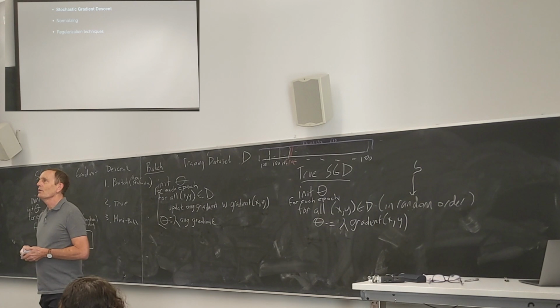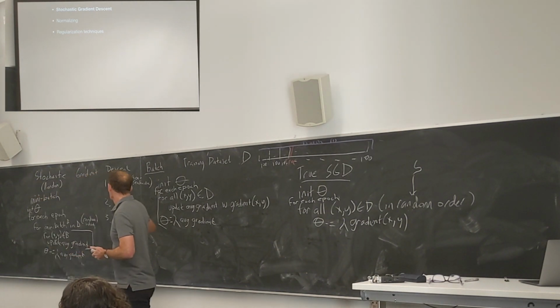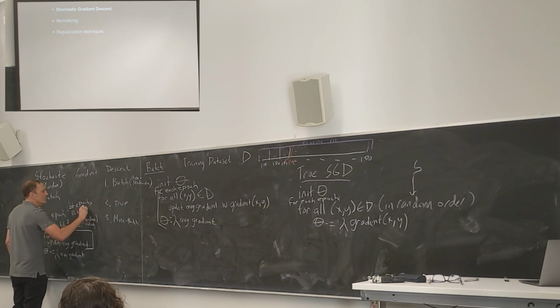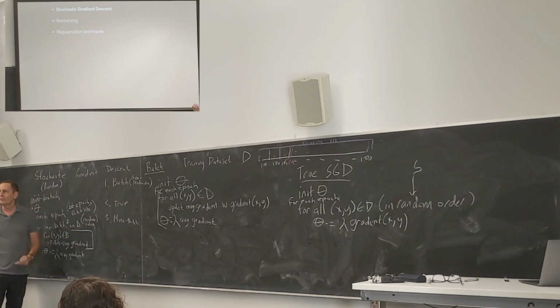So we have a batch size, right? We have number of epochs. And we have batch size. Both of which are things we need to decide on. So what are they called?